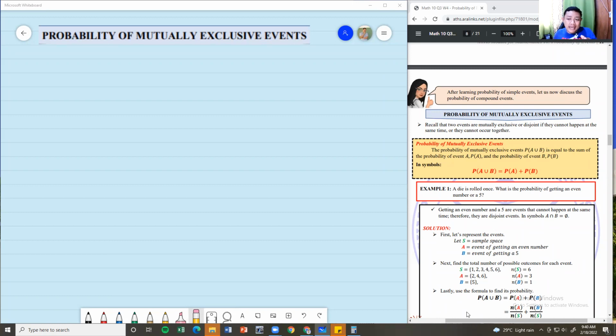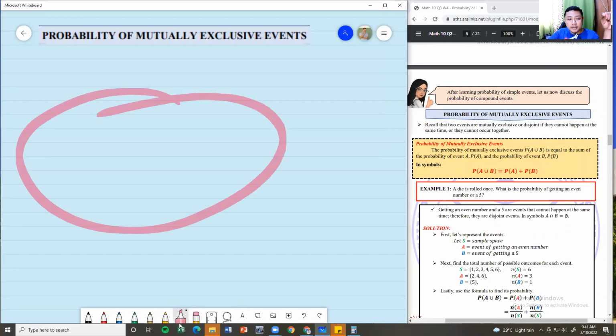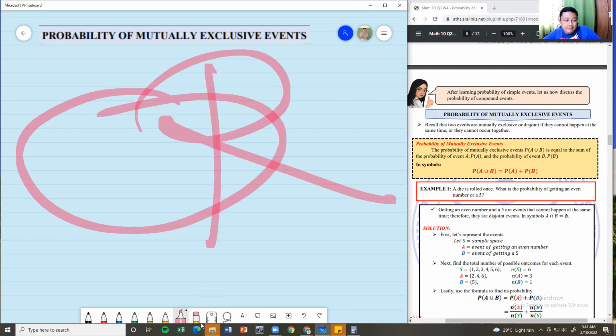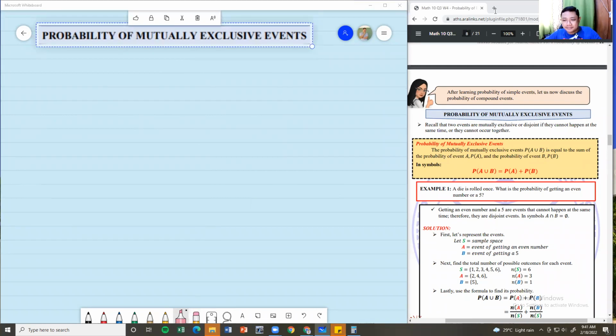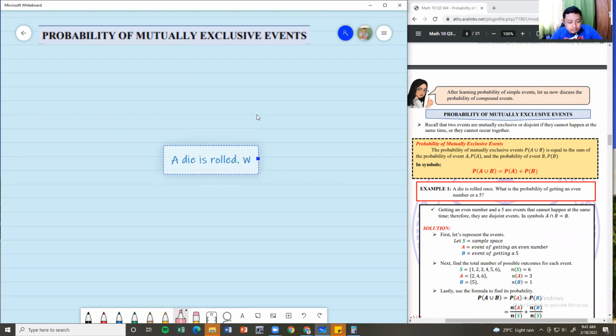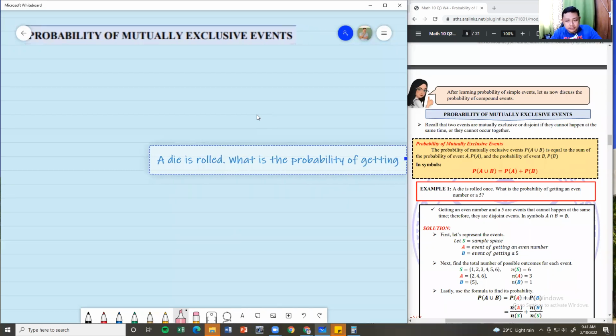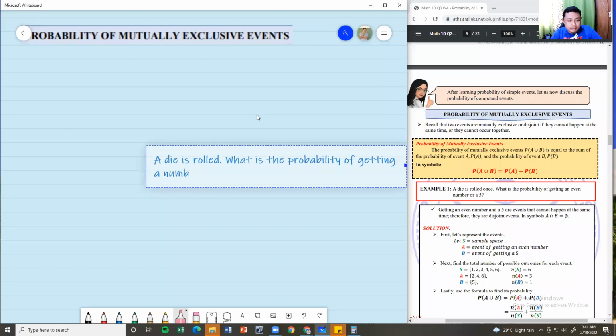So let's focus now with the mutually exclusive events. In short, ito ba o ito? So therefore, the problems that you will be encountering here will always be dealing with the word or. Okay? So let's have this as an example. Let's try this. A die is rolled. What is the probability of getting a number less than 4 or a 6?